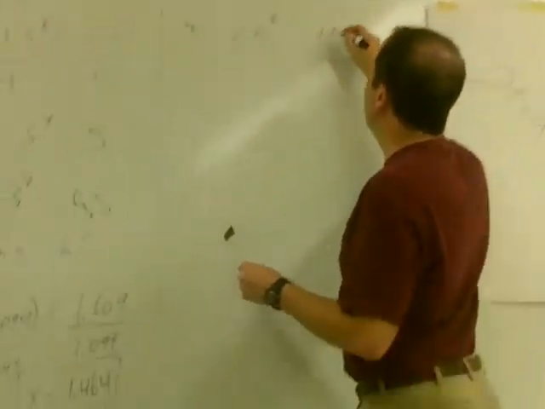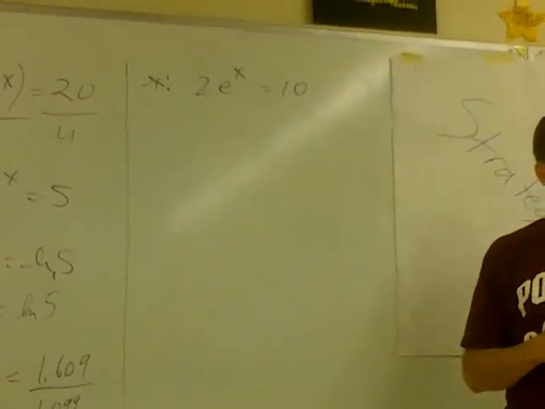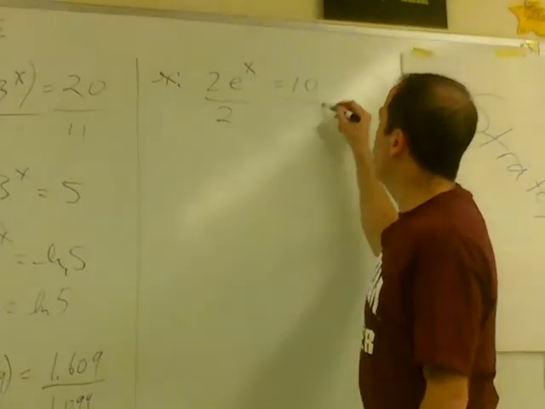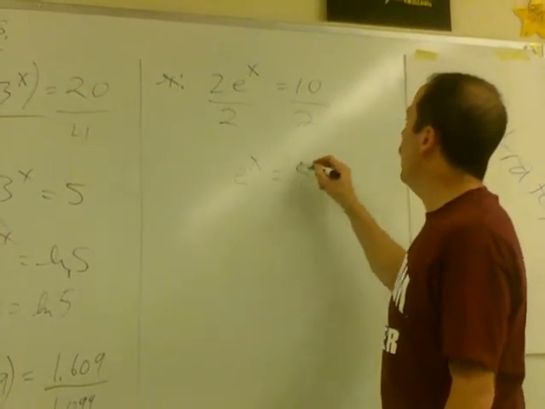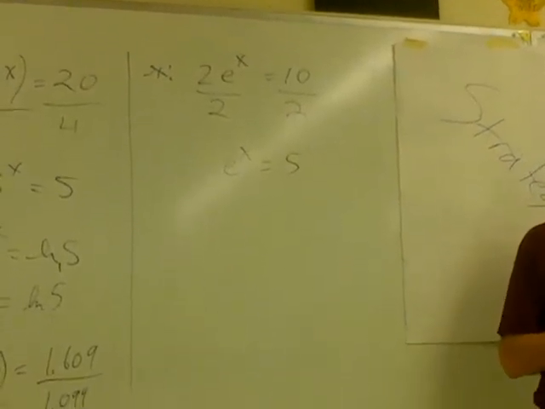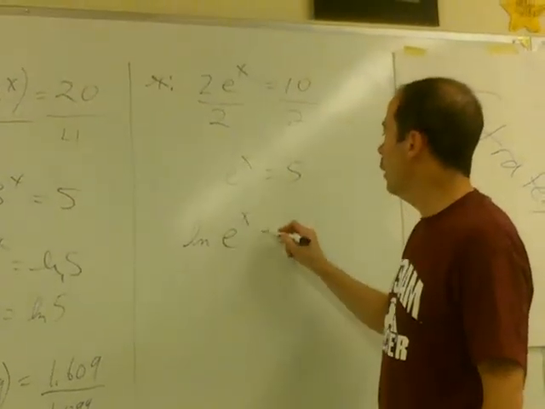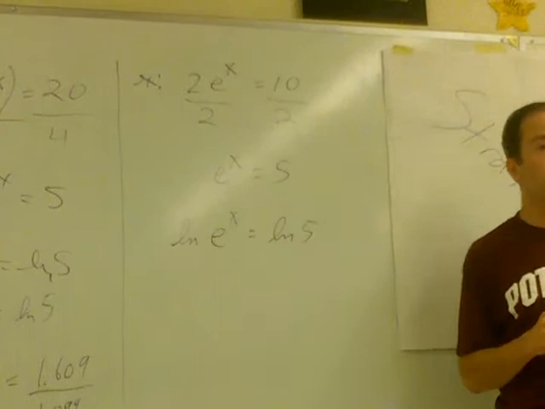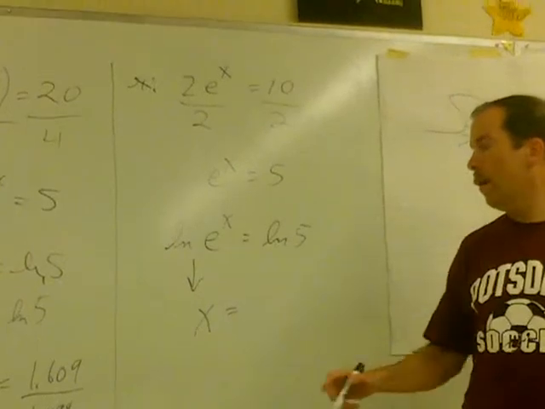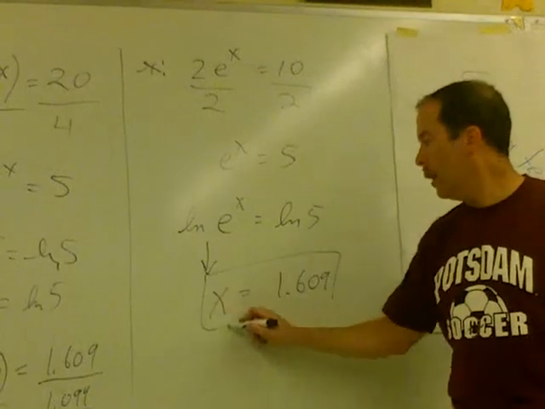2 e to the x equals 10. Let's have Derek do this one. We need to first isolate the exponential term. Divide by 2. So e to the x equals 5. Here, we should definitely use ln because we have an e function. We know that ln and e to the cancel each other off. So then this just gives us x. The natural log of 5, we've already looked up: 1.609. And it is that simple.